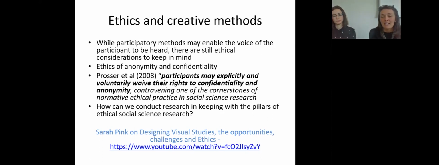So it's this idea that we always keep participants anonymous. But what do we do when participants want to waive their right to be kept anonymous? They want to take ownership over the fact that they've produced these images. That raises ethical dilemmas, particularly in how we represent the research. And importantly, how can we conduct research in keeping with the pillars of ethical social science?